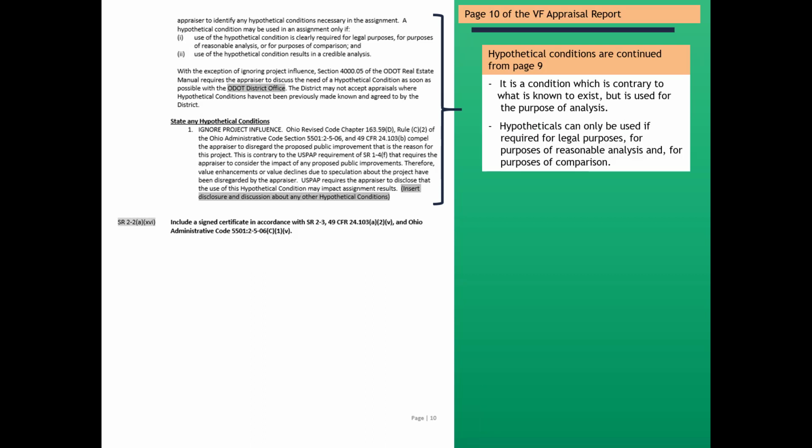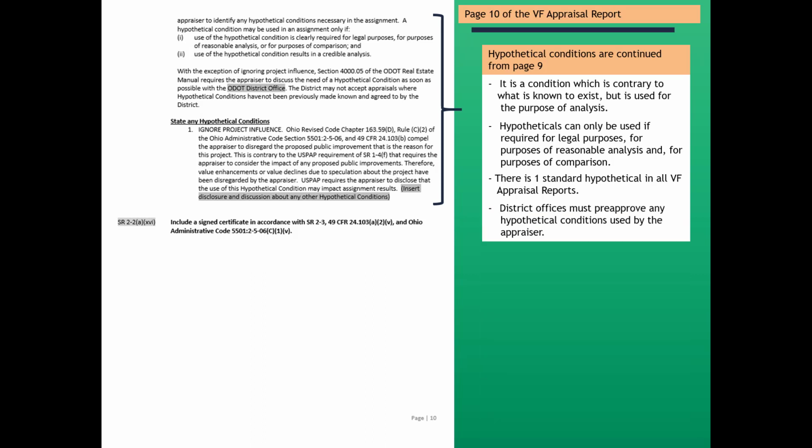Hypothetical conditions can only be used if they're required for a legal purpose, for purposes of reasonable analysis, and for purposes of comparison. There's one standard hypothetical in all value finding appraisal reports. District offices also must pre-approve any hypothetical conditions before the appraiser completes the appraisal report.